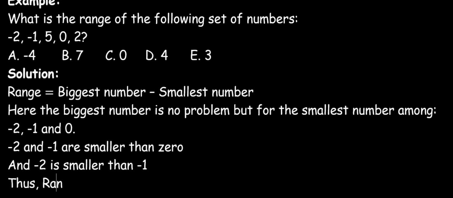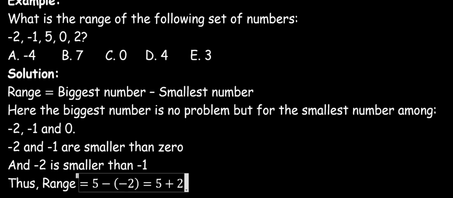Thus, range would be equal to 5 minus (minus 2). And when we open up that bracket, it becomes 5 plus 2, because minus times minus is a plus, and that will give us 7.